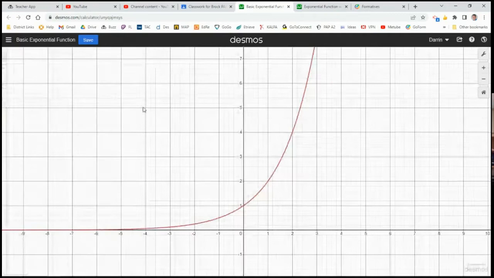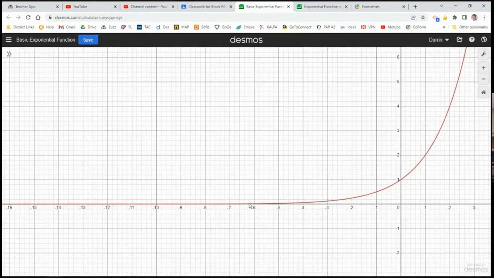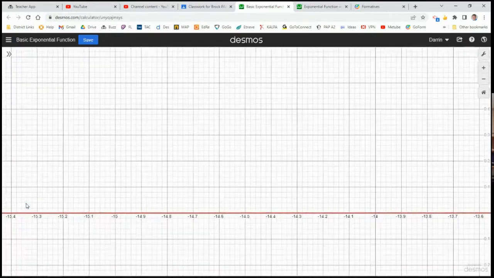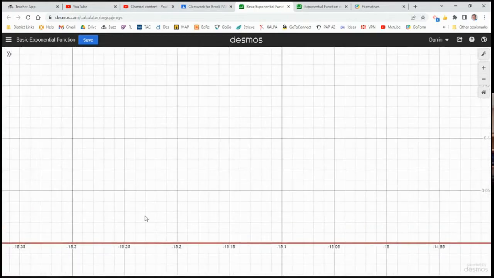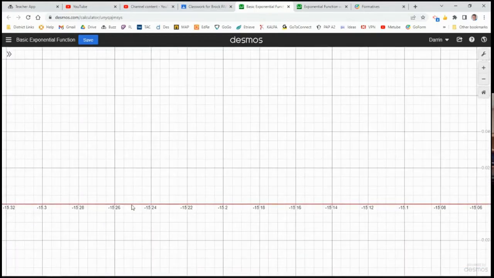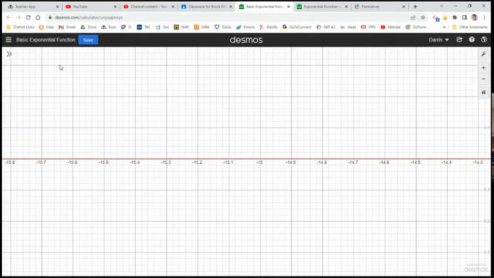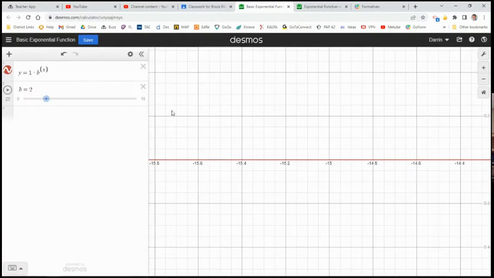If I go there and just see that on the graph, it goes closer and closer. But even if we click on it over here, at negative 15.31 it's not 0. It's just really, really close to it. We zoom in, and see, it's 0.00003. It's really, really close, but it never touches the 0 at all. So yes, it is from 0 to infinity, not including 0.